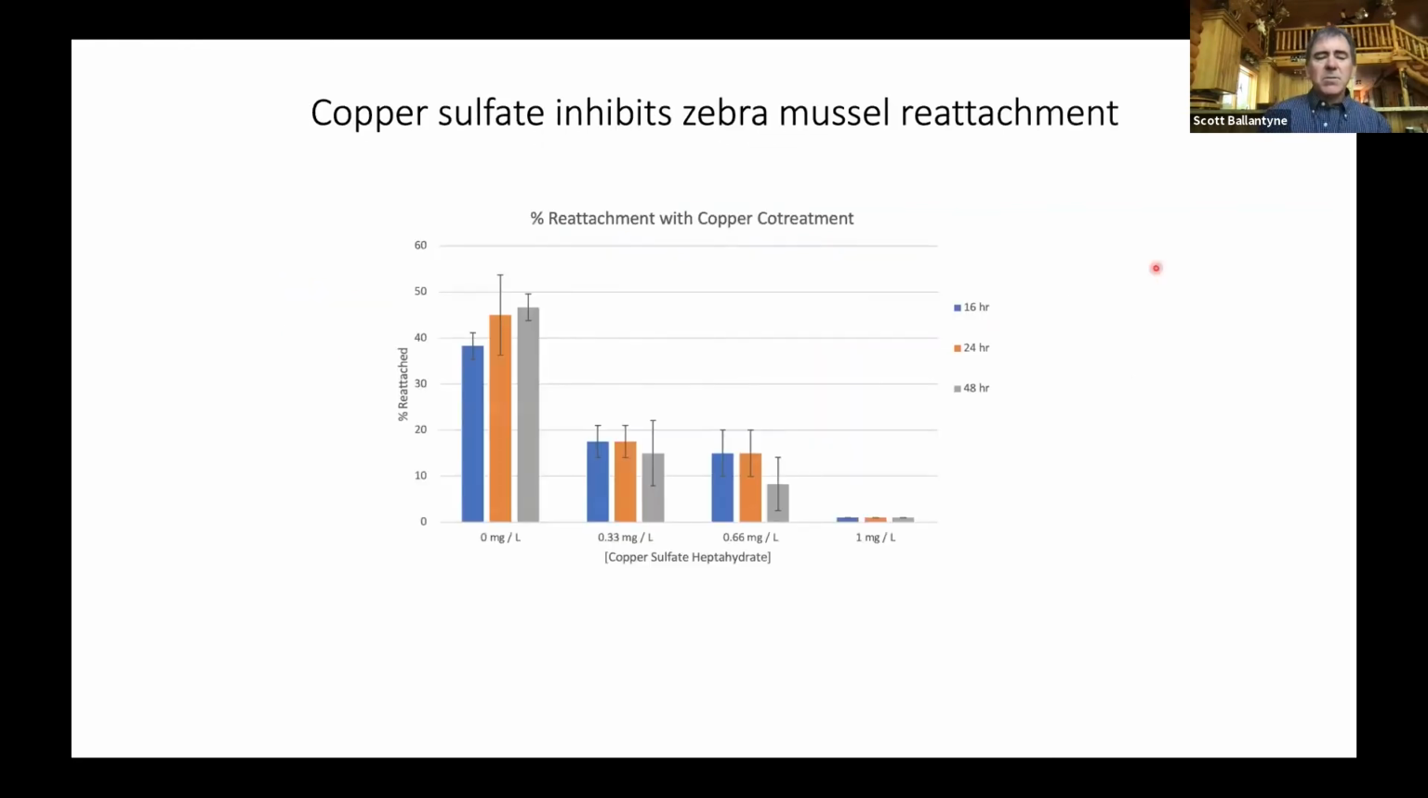So here's the results from one of the trials. And what we saw is that with no copper, you get pretty good reattachment. With high levels of copper sulfate, you completely eliminate reattachment. But importantly, at these intermediate levels, you consistently get intermediate attachment. We did these experiments several times, and we always saw the same thing. These low doses of copper always inhibited reattachment some, but not completely.